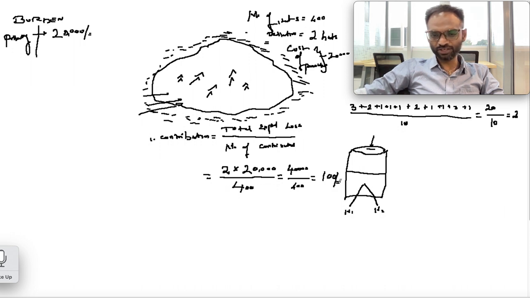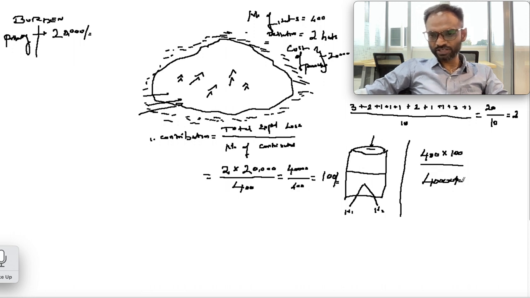So what does it mean? Every hut owner decided to contribute 100 rupees. There were around 400 huts, and if each one of them contributes 100 rupees, the total reserve accumulated in the piggy bank is going to be 40,000.